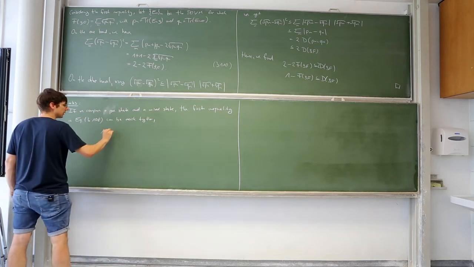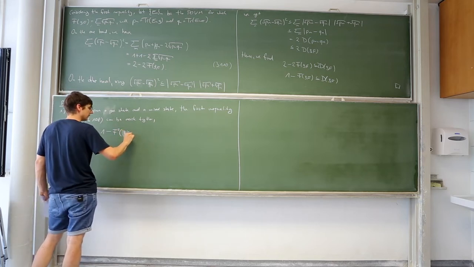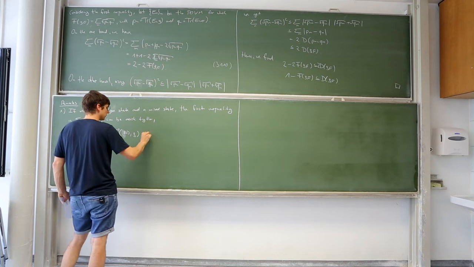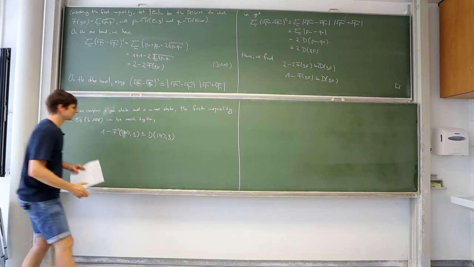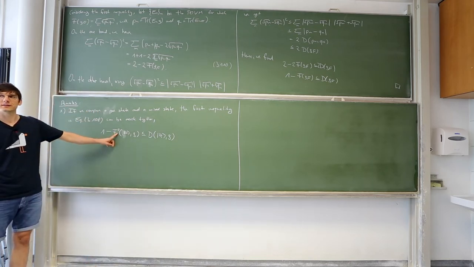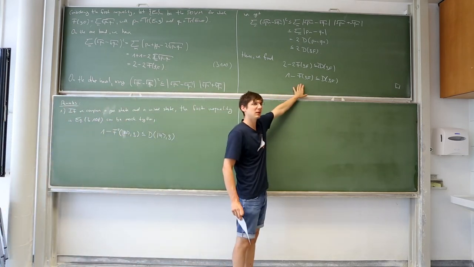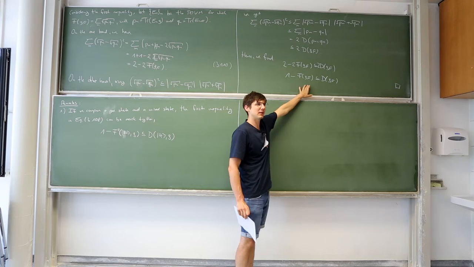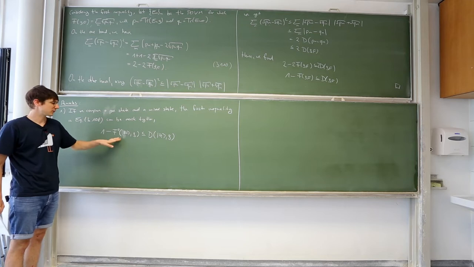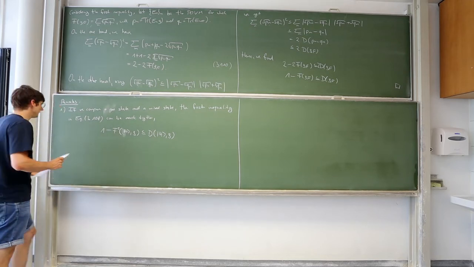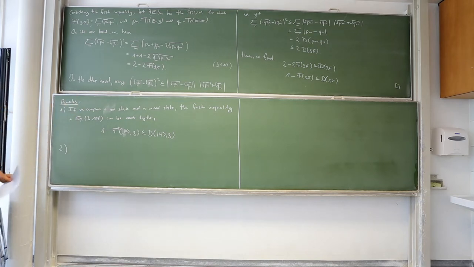Namely, 1 minus the squared fidelity of psi and rho is smaller or equal to the trace distance of psi and rho. So note the difference here is the square of the fidelity. Here we have no square, but if we compare a pure state and a mixed state, we get a square. So there's a tiny difference, but this is a tighter expression here.